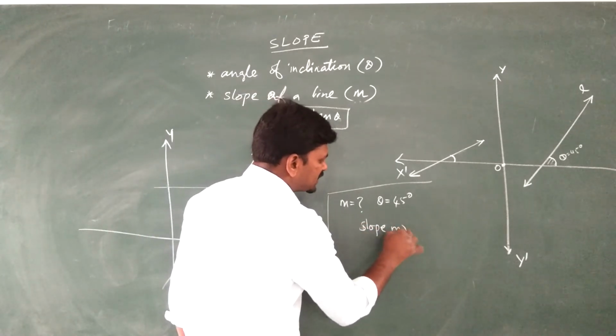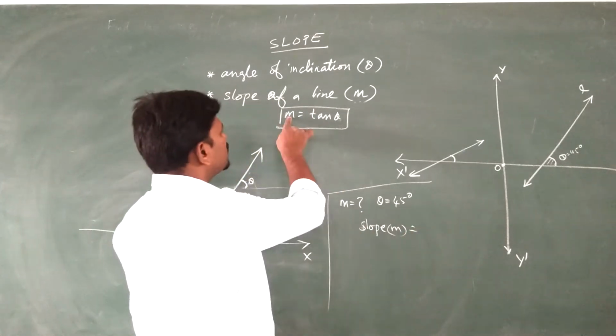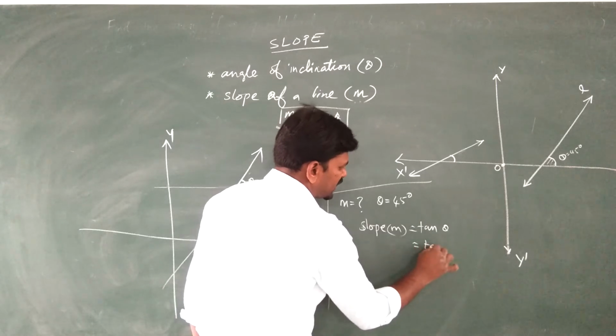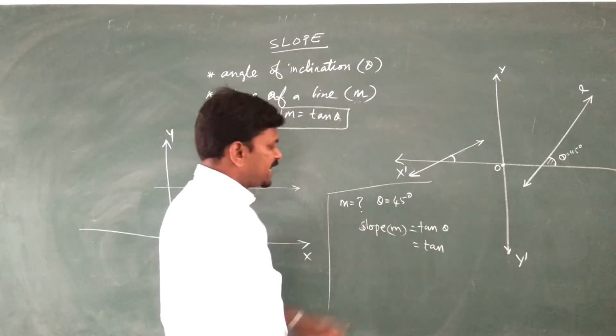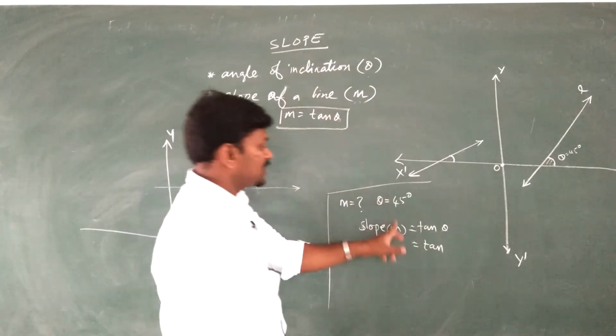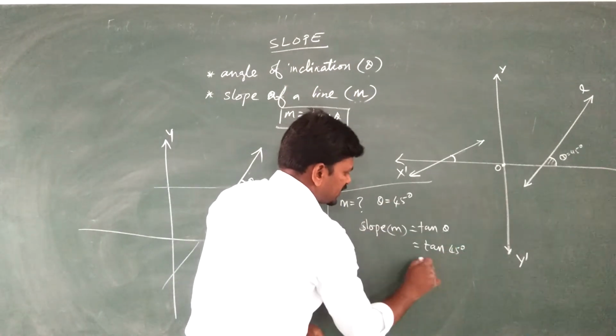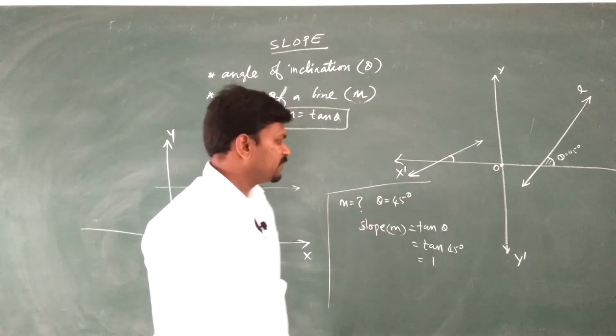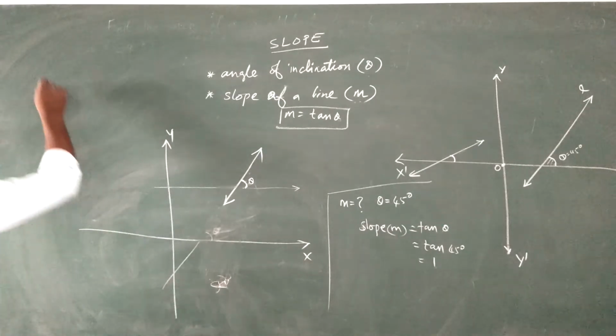Slope m is equal to, what is the formula to find the slope? Tan theta. So tan, here what is the angle? Theta means, already we have studied, theta means angle of inclination. So tan 45 is equal to 1. The value of tan 45 is 1. So you have to remember this table.